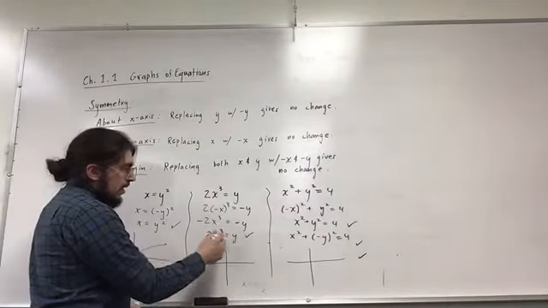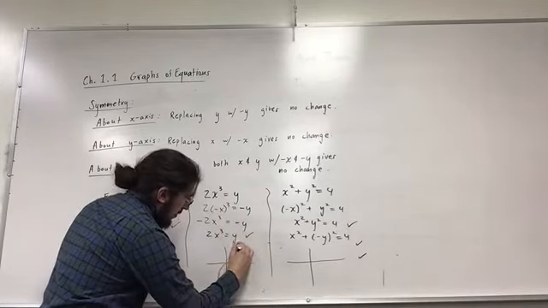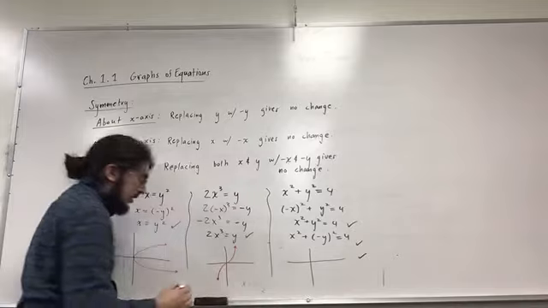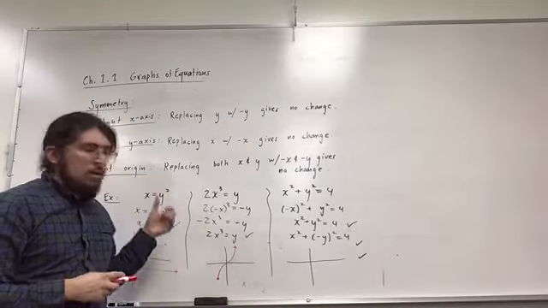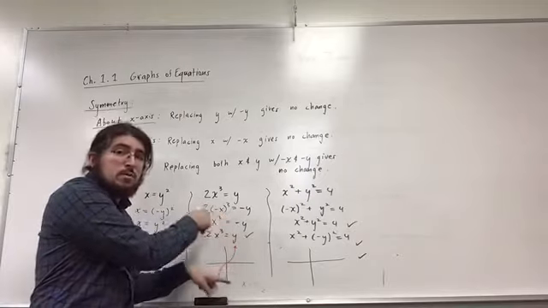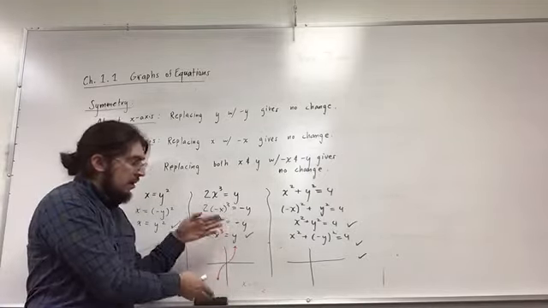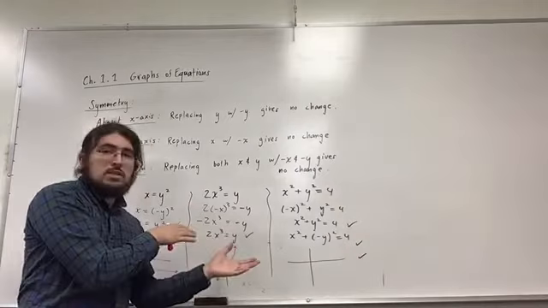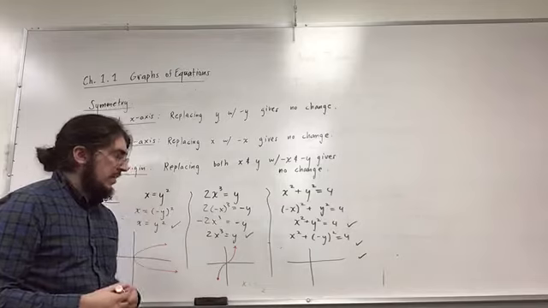Here, 2x cubed is equal to y will look like this shape, which is symmetric about the origin, which I haven't described visually here, but what it really means is if you do a 180 rotation, you get the same image. Or another way to think of it is if you flip across the x-axis and then across the y-axis, you get the same image. But 180 rotation is the easier explanation, I think.